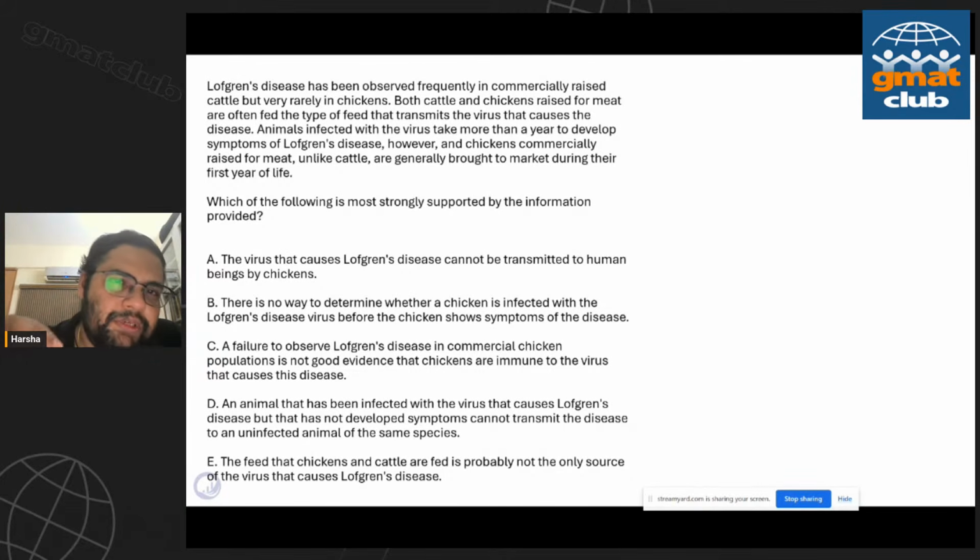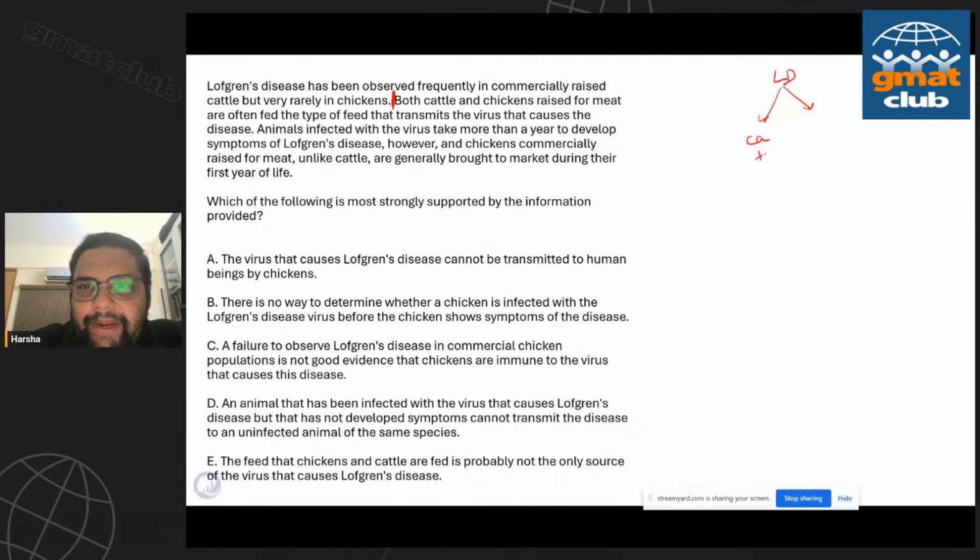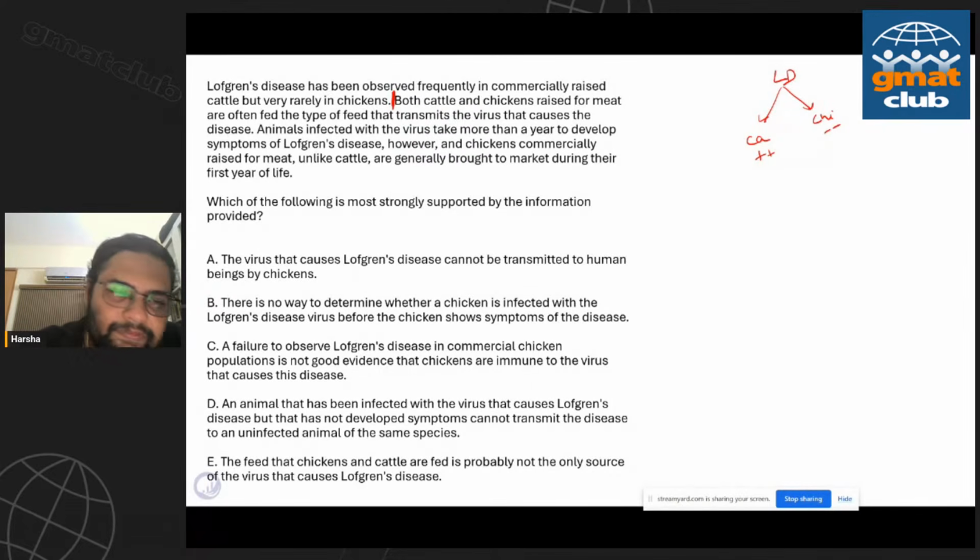Lofgren's disease has been observed frequently in commercially raised cattle, but very rarely in chickens. Now, one of the good principles I believe is to take your time with the passage, pause after you read a sentence, and try to figure out what the author is really trying to say. For instance, we are being told that there is this disease called Lofgren's. It's been observed frequently in cattle, barely ever seen in chickens. That's a fact.